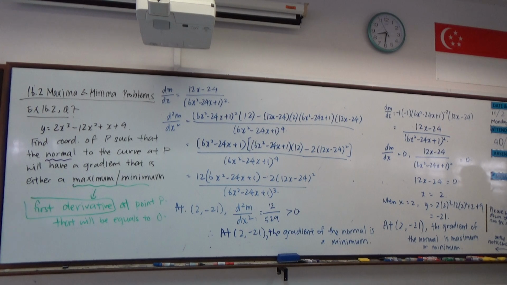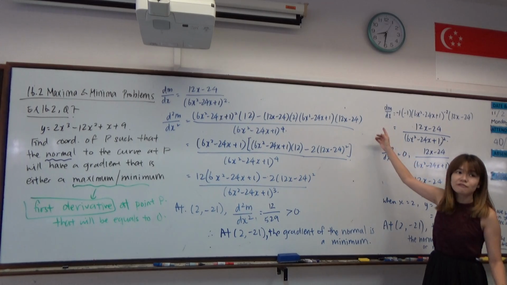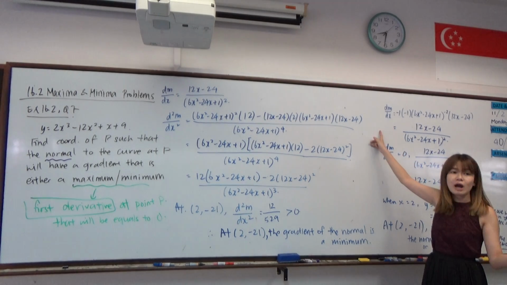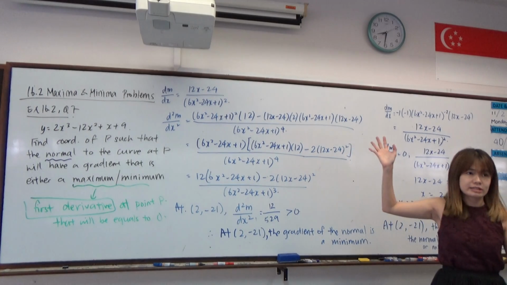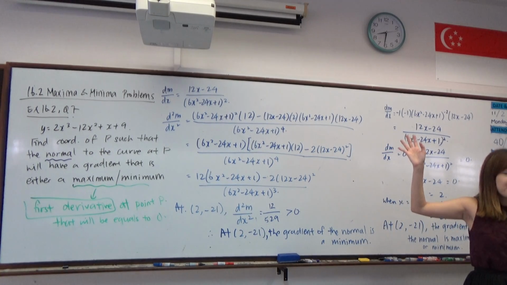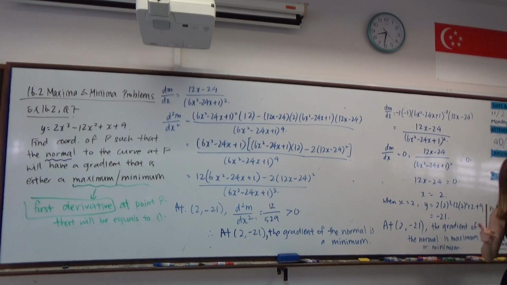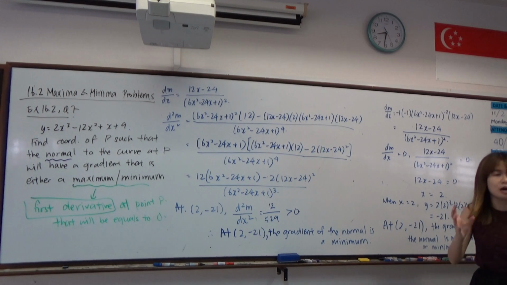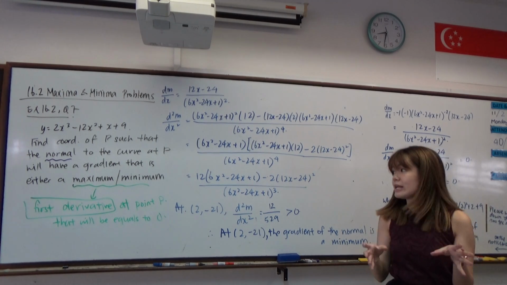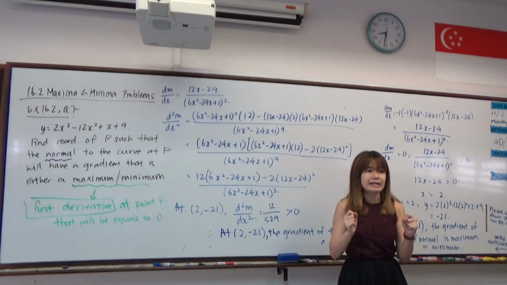Alright. Maybe let me just go through what I am doing over here. Okay. So do we all agree that we have to find dm over dx so far? Anybody still don't understand why I need to find dm over dx? Okay, finding dm over dx is solely for us to equate it to 0 so that we can find the maximum or minimum of the gradient of the normal. Right, the subject that we're looking at now is the gradient of the normal, for that to be the maximum or minimum.